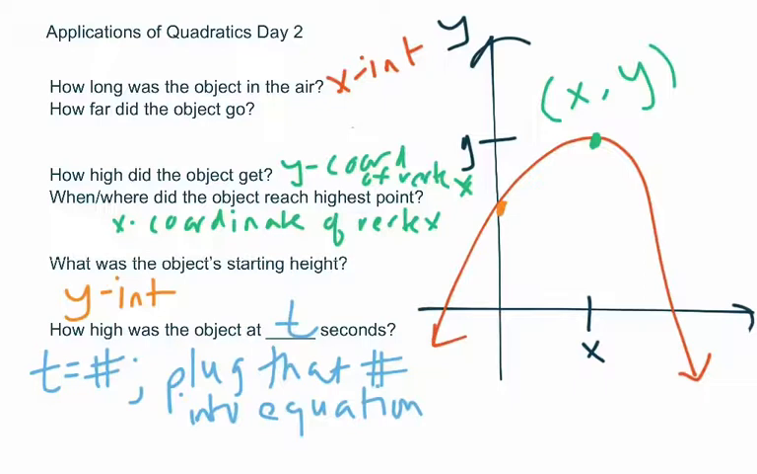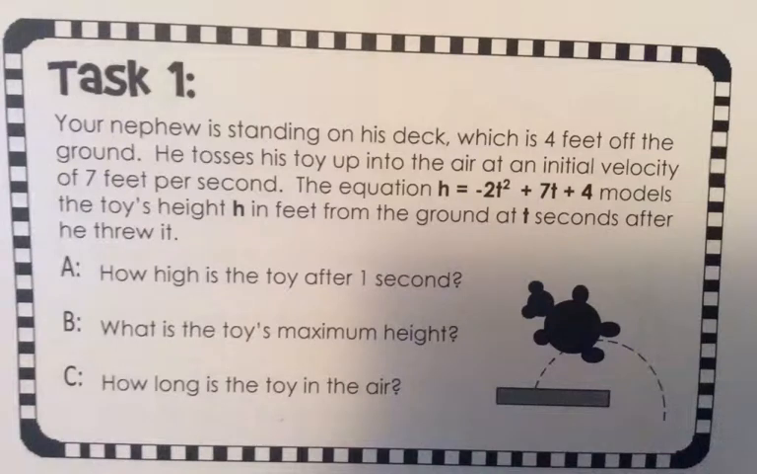So yesterday I started off by drawing the pictures for task 1 and task 4. And so what I'm going to do now is work through task 1 and task 4 so you can see how this information applies to specific problems. Refreshing our memory, we had the nephew standing on the deck, which was 4 feet off the ground, and he tosses a toy up in the air at 7 feet per second, which is irrelevant since they gave us the equation. Now, in a physics class, you would not be given the equation. You would be given that information, and then you would have to figure out the equation before you could do anything with it. So physics is cool.